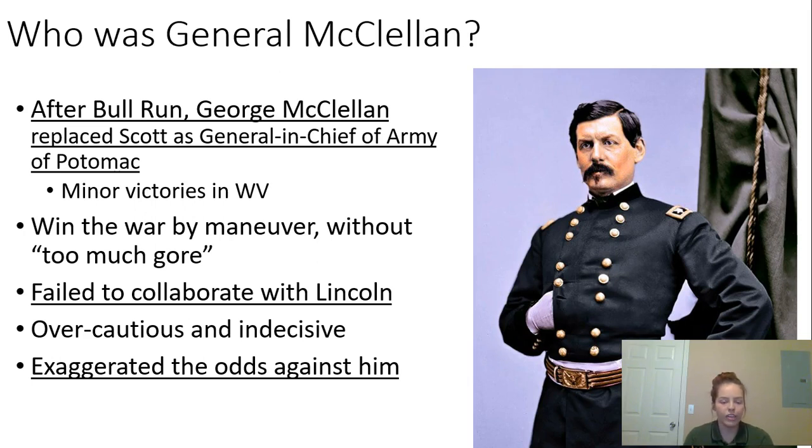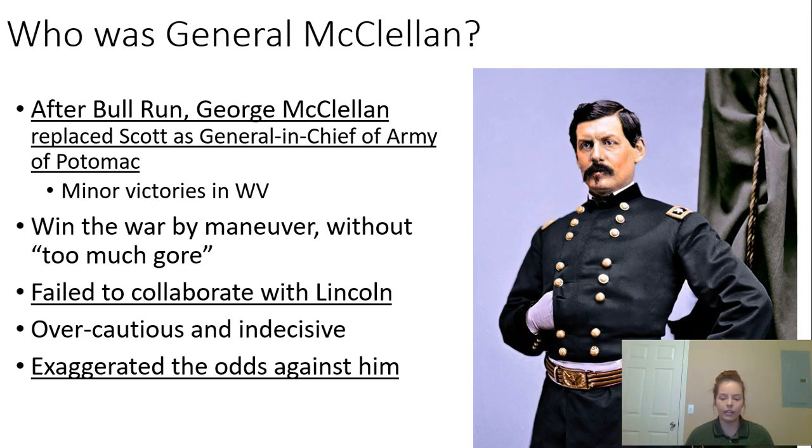So McClellan is an interesting guy just because he wants to win the war by maneuver and without too much gore. He is not willing to risk the lives of his troops, and because of this, he's going to fail to collaborate with Lincoln, because Lincoln tells him, you need to attack, you need to defeat Lee, let's end this war. And McClellan is really hesitant, he's overcautious, and he's indecisive just because he is 100% convinced that Lee has more men than he does. So because of this, he doesn't want to attack, he wants to preserve his army.